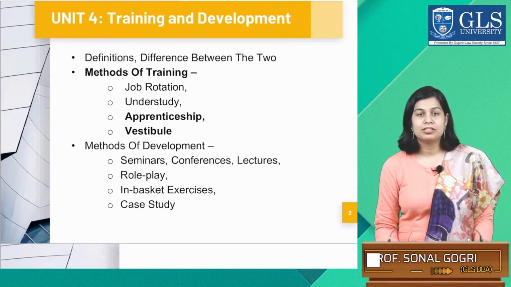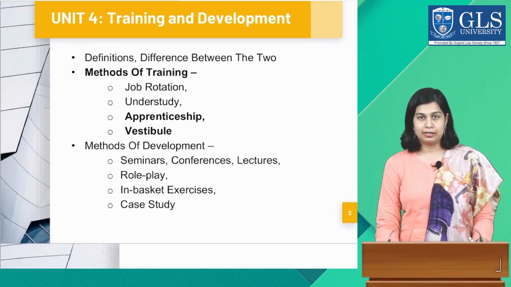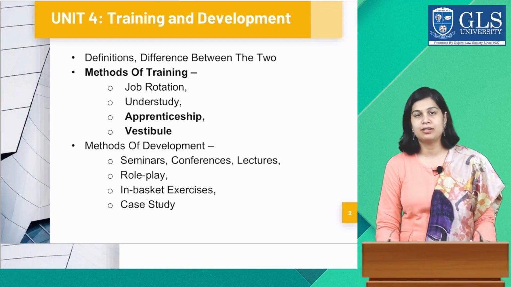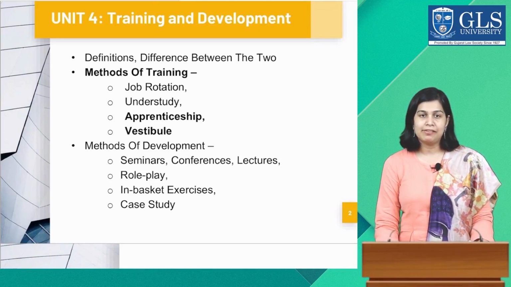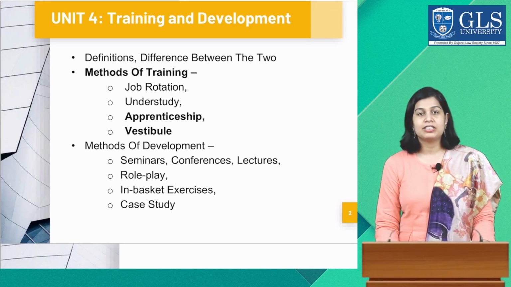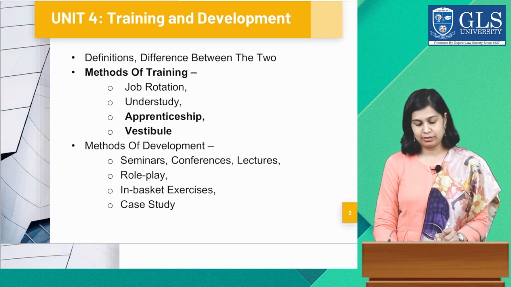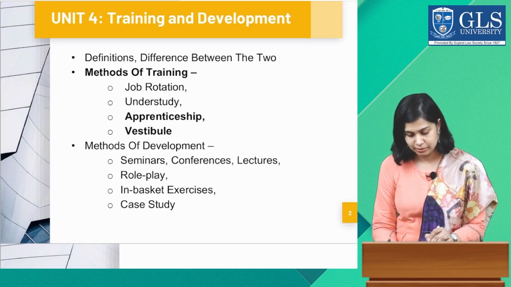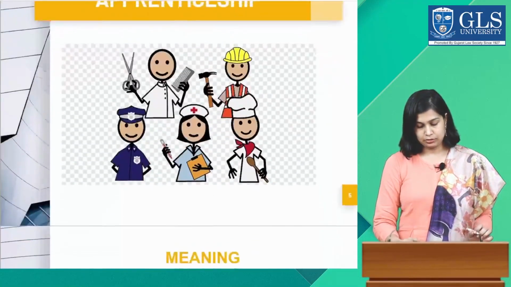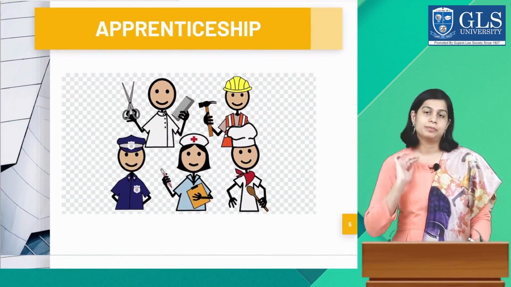In the previous session, we talked about methods of training. The two categories of methods of training are on-the-job methods and off-the-job methods. And we talked about job rotation and understudy. In this session, we shall be talking about apprenticeship method and vestibule training method. So, starting with apprenticeship method.